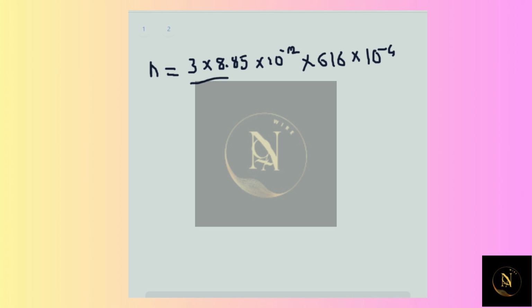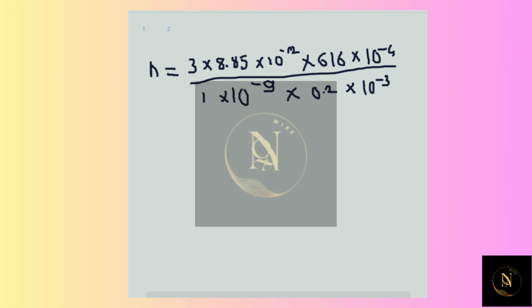So if I substitute the values, N equals K, which is 3, times epsilon naught, as usual 8.85 times 10 raised to negative 12, times the area which we have calculated to be 616 times 10 raised to negative 4, divided by the required capacitance of 1 nanofarad, which I'm going to write as 1 times 10 raised to negative 9 farad, times the thickness, which is 0.2 times 10 raised to negative 3.